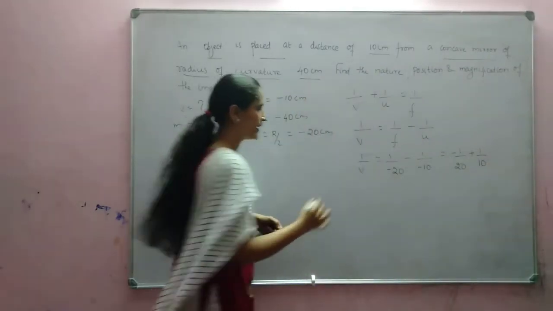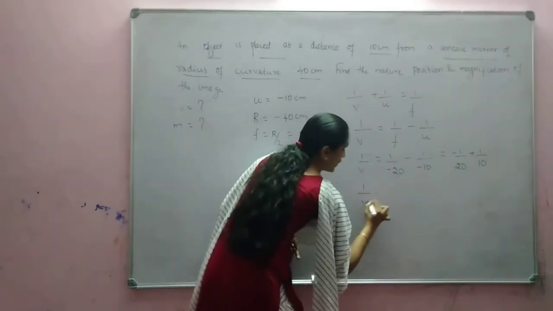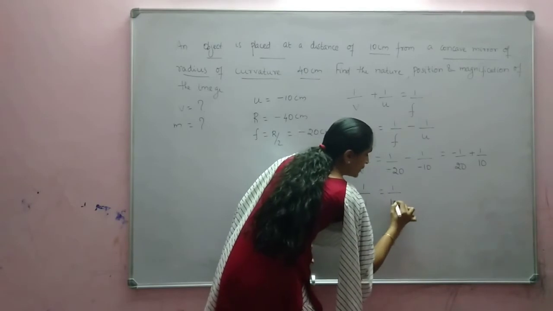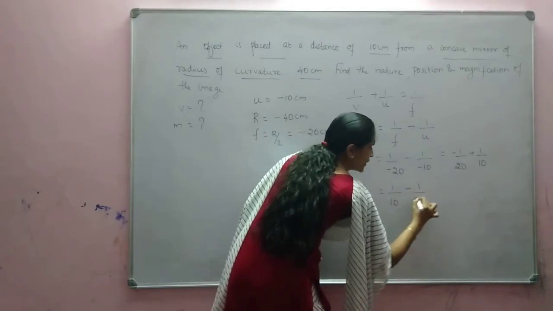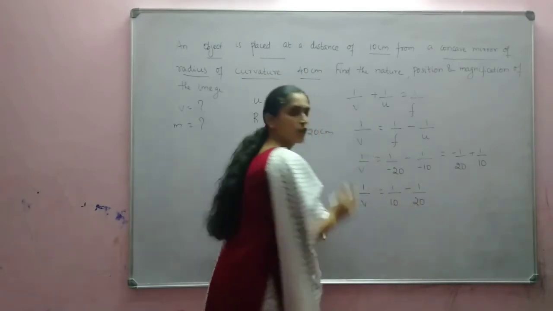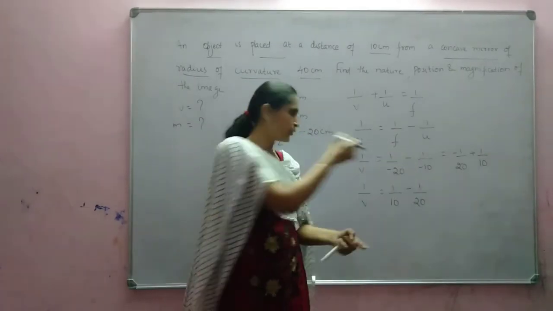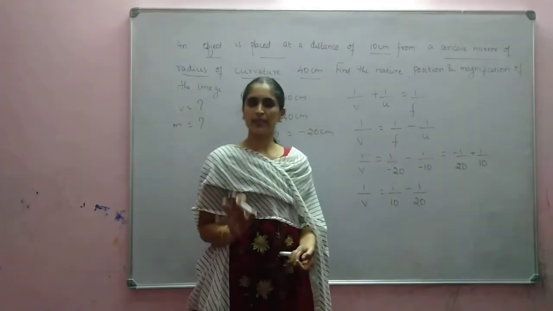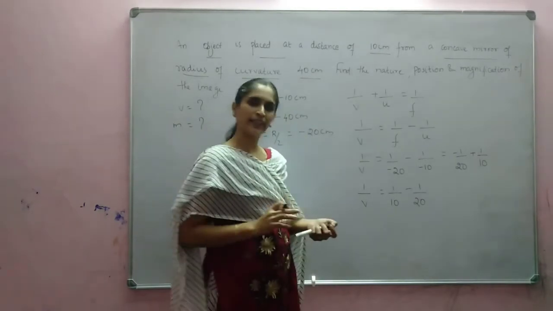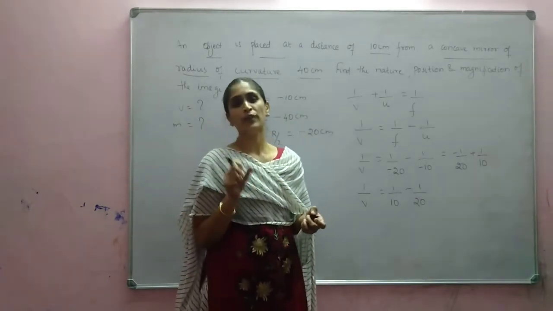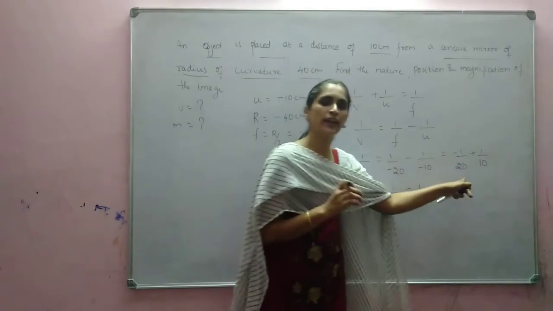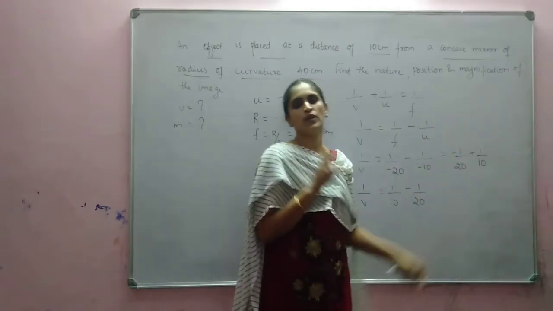Or we can rearrange it once again. 1 by v is equal to 1 by 10 minus 1 by 20. To avoid confusion, we are doing it like this. Otherwise, from this step only, you can cross multiply and simplify the answer. Since a minus sign is coming, some of you may have confusion. To avoid that, you can write this step by step to avoid error.